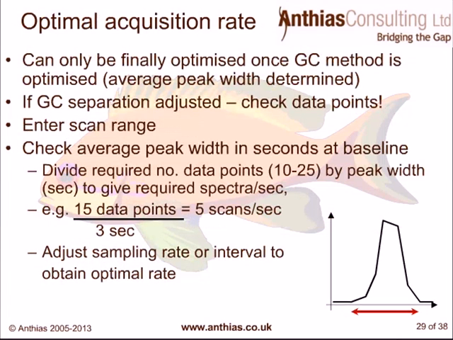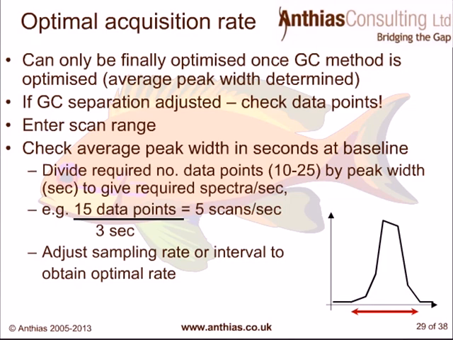So how do we optimize our acquisition rate? We can only fully optimize it once our GC method is optimized. So for GC separation adjusted, check our data points, and then we enter our scan range, and then we check our average peak width in seconds at the baseline. So essentially where we would be integrating that peak.